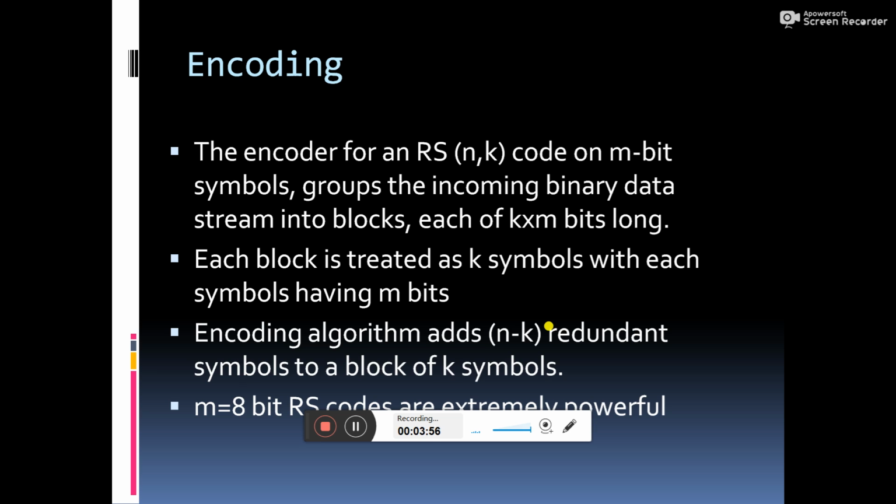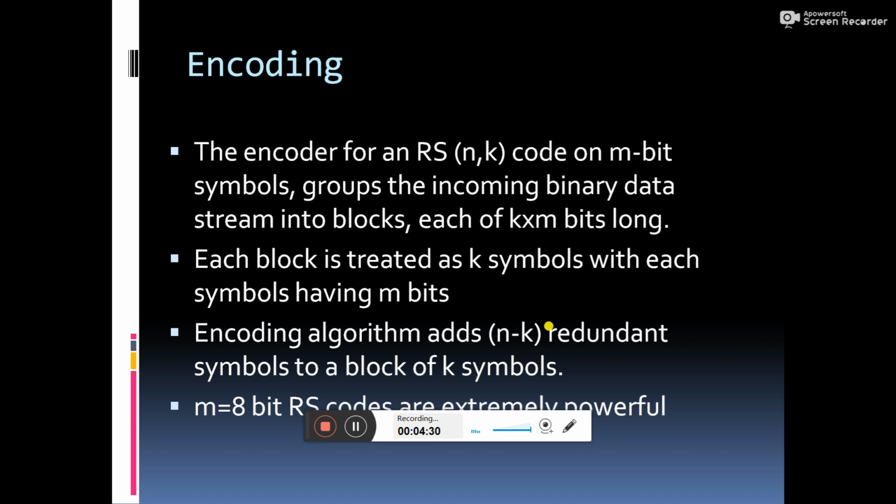Then the encoding algorithm adds n minus k redundant symbols to a block of k symbols. Okay, so it deals with that group of symbols. For example, if m equal to 8, we can say the symbols are bytes, right? Normally, when the number of bits in each symbol is equal to 8, we can say it operates on bytes, right? And that is an extremely powerful combination for Reed-Solomon codes.